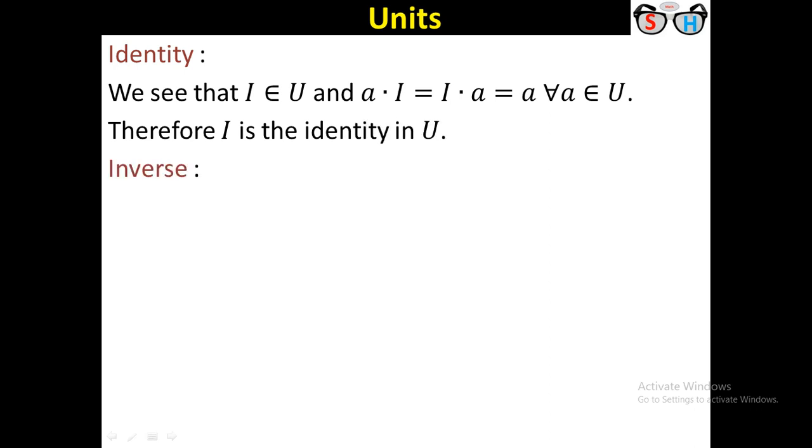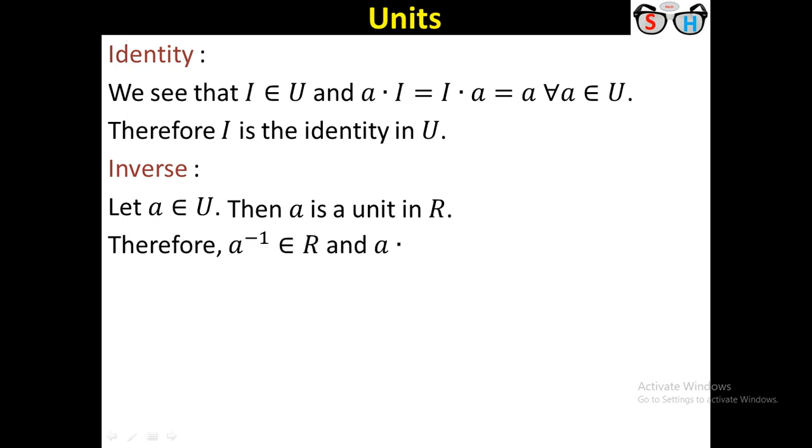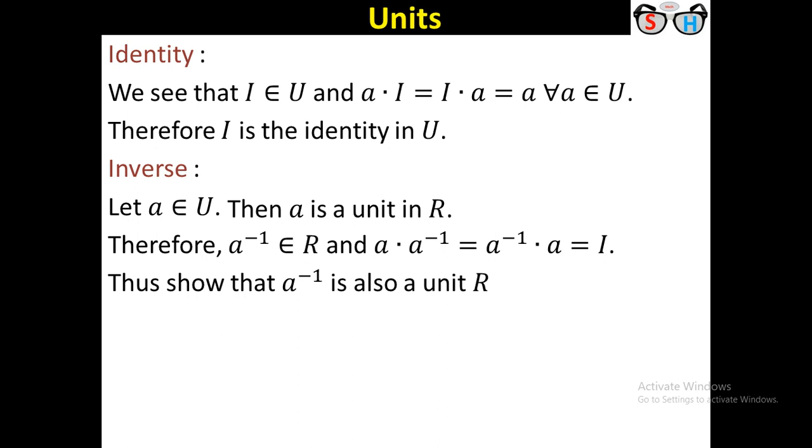At last, I give the inverse. For that purpose, let A be an element in U. Then A is a unit in R. A is a unit in R means A has a multiplicative inverse. Therefore, A inverse is in R, and A dot A inverse equal to A inverse dot A equal to I. From that relation, we can conclude that A is a multiplicative inverse of A inverse. That is, A inverse is also a unit because A inverse has a multiplicative inverse.